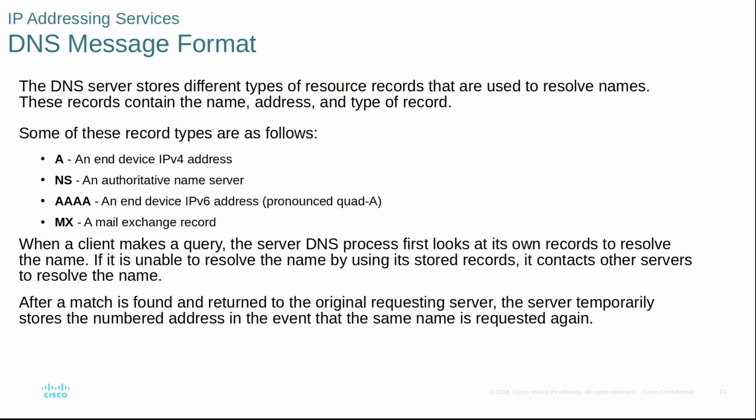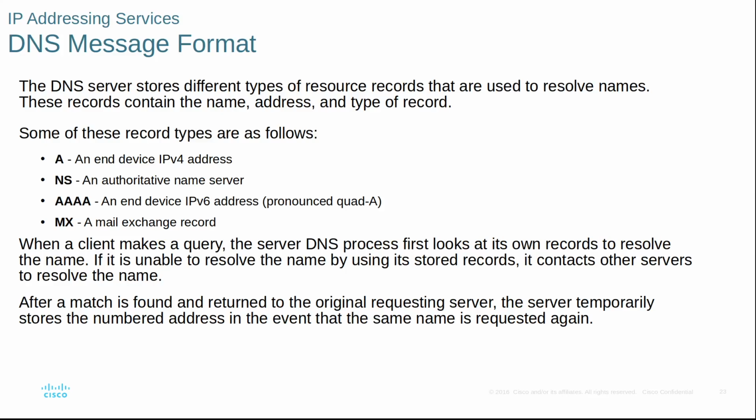NS records are the name server records, and they specify who the authoritative name server is for the zone. And MX records are used to list email servers, the servers that are responsible for dealing with your domain's email.